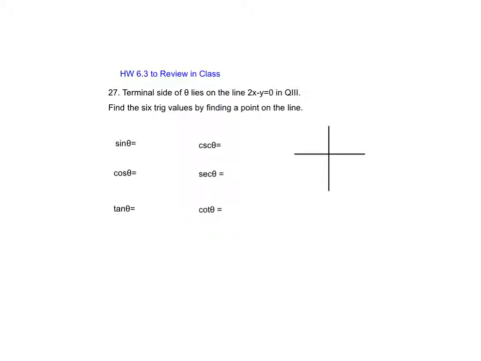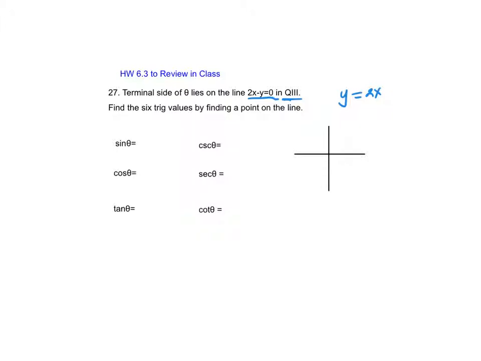This is the solution to problem number 27 from homework 6.3. We're asked to find the 6 trig values if the terminal side of our angle, theta, lies on the line 2x minus y equals 0. So let's rewrite 2x minus y equal to 0, and the standard way we would write that is y is equal to 2x. And we know that the terminal side is in quadrant 3.